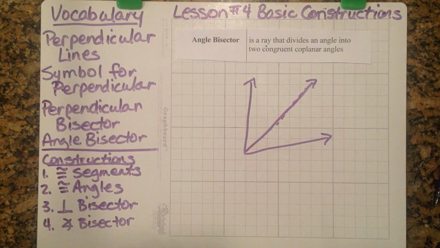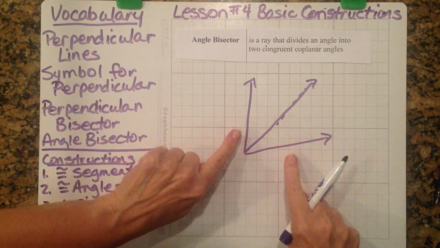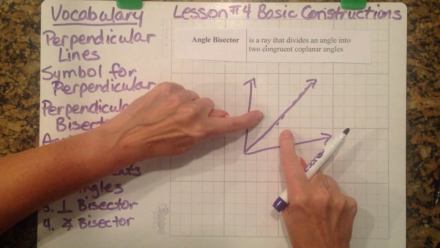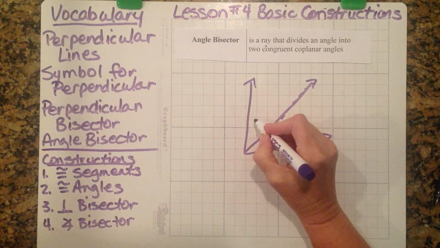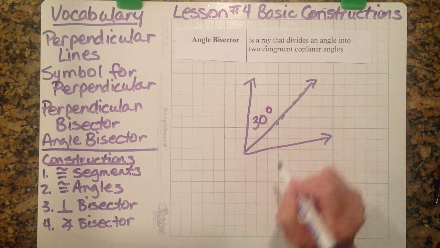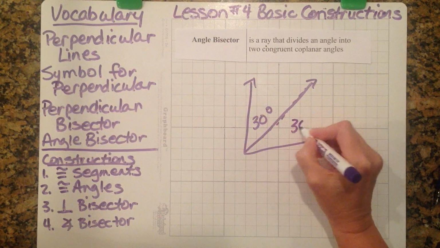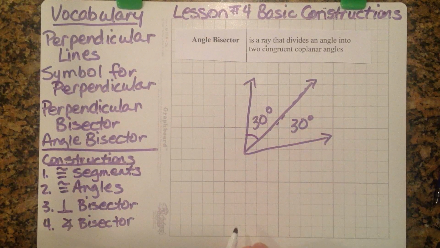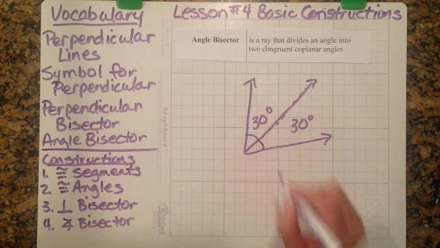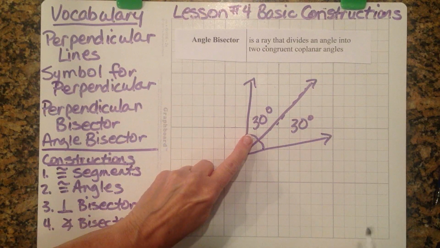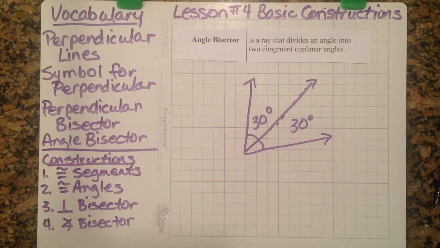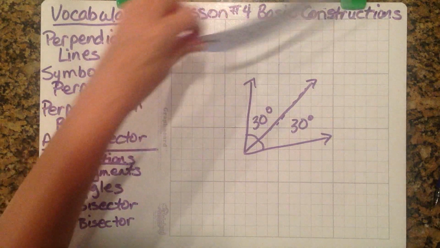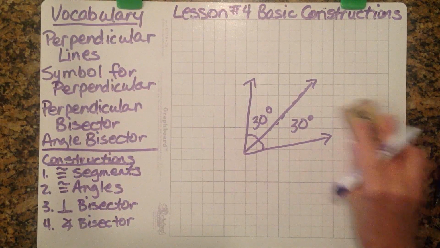And what it does, it divides this big angle into two congruent angles. So for example, if this angle over here is 30 degrees, this angle over here is 30 degrees also. And also remember our arc marks. The arc mark tells us that that angle and that angle are congruent to each other. Okay, let's look at our constructions.